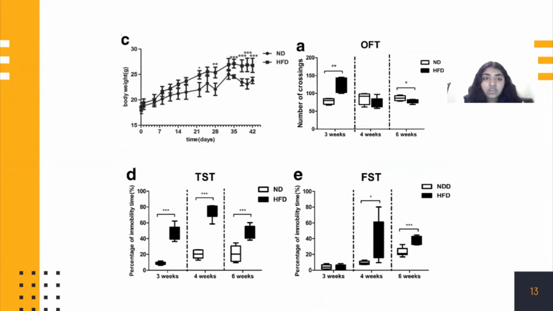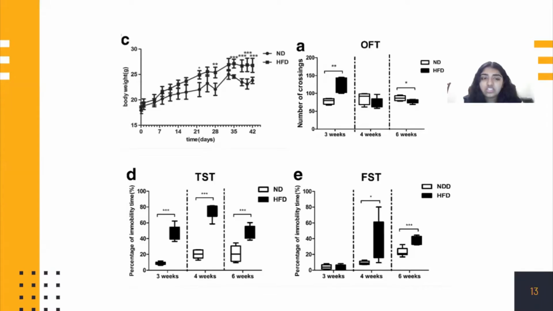So from the graphs of the data collected in the study, we can see a lot of things. The first is that the rate at which body weight increased was significantly higher in the high-fat diet mice. This means that these mice had an increased rate of weight gain. And with this, we can see that there was an increased level of appetite, which is a symptom of depression.